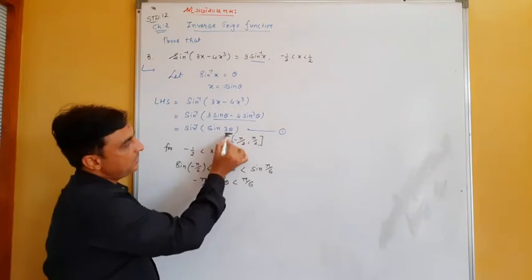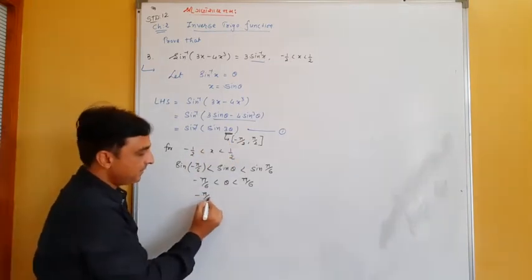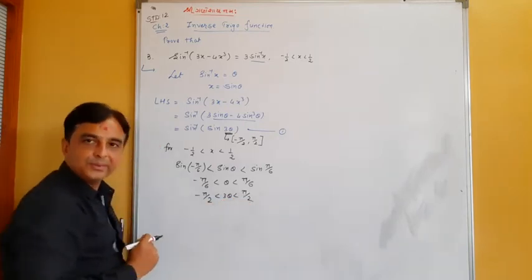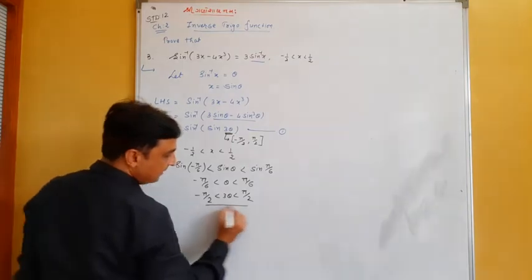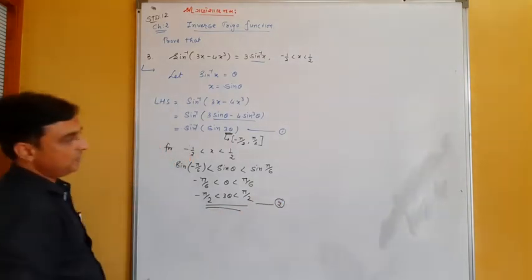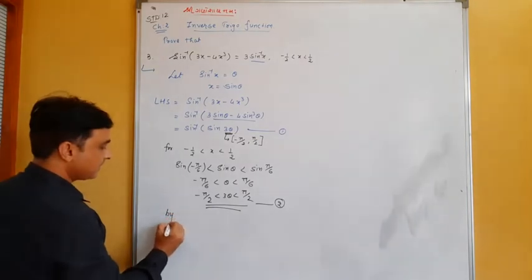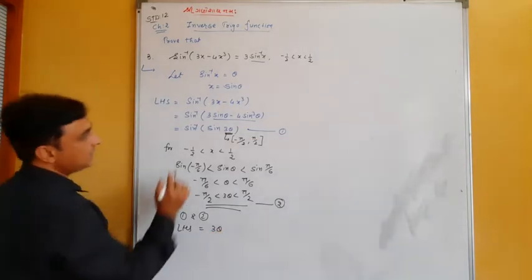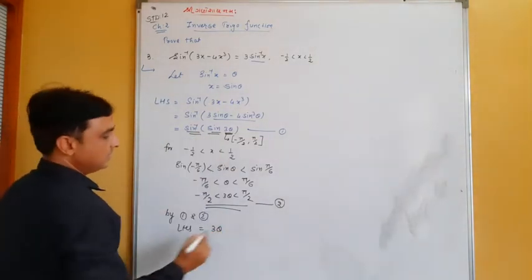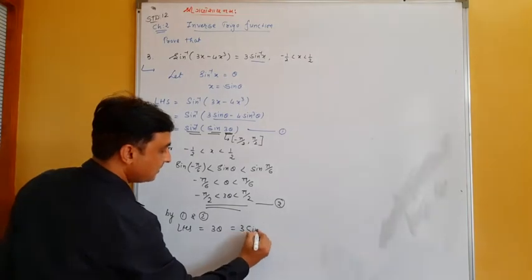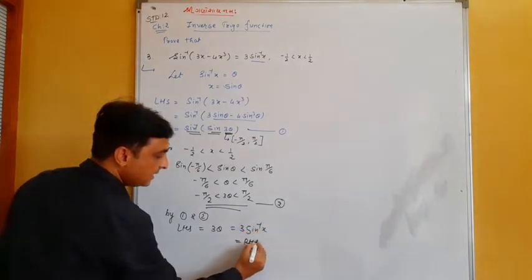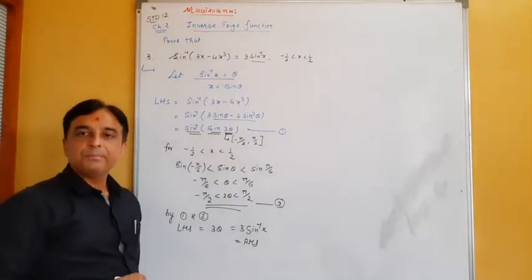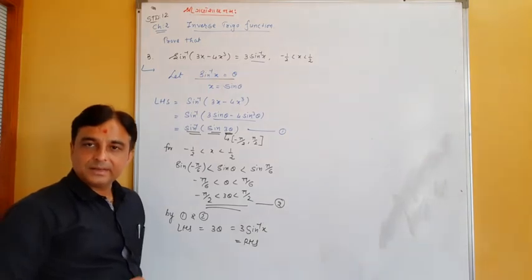Now what is the multiple of θ? 3. Multiply by 3, so -π/2 < 3θ < π/2. So 3θ lies between -π/2 and +π/2. So by 1 and 2, the left hand side is equal to 3θ. These two cancel, and 3θ is equal to sin inverse x, that is the right hand side. So θ is equal to sin inverse x, and that is what we had to prove. Understand?